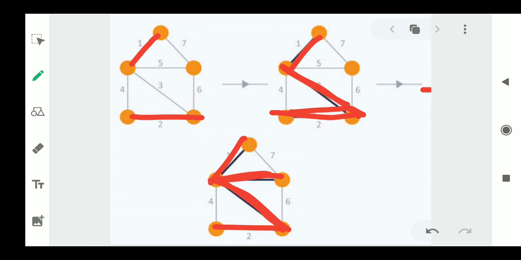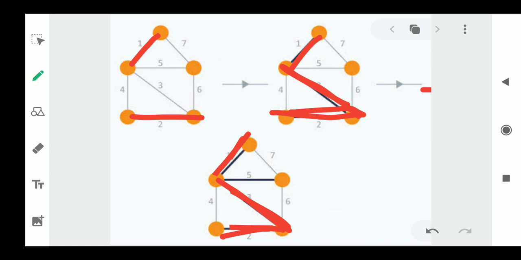See, actually, one thing I want to tell you here: after 3, the next least cost edge is 4 actually. But we are not taking 4. Why are we not taking 4? Though it is Prim's algorithm or Kruskal's algorithm, a circuit should not get formed. That's why we are not taking 4.